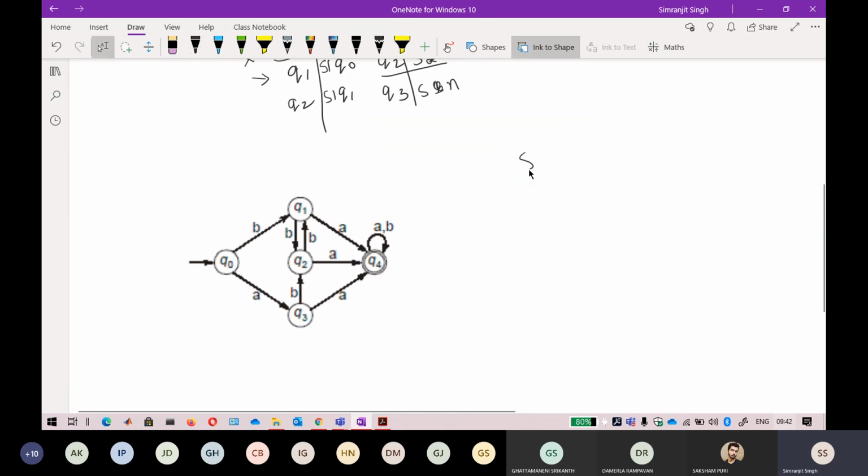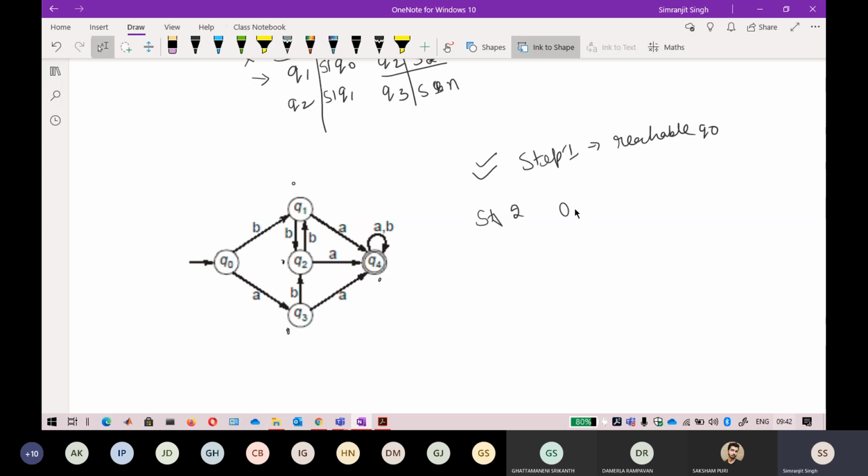Again, step one is to check the states reachable from q naught. If you see, from q naught, q1 can be reached, q2 can be reached, q3 can also be reached, and q4 can also be reached. So all the states are reachable. So just move on to step 2 and do the zero equivalent state.